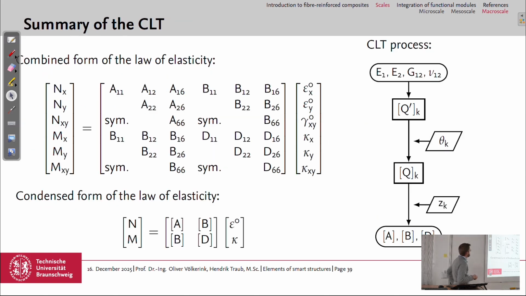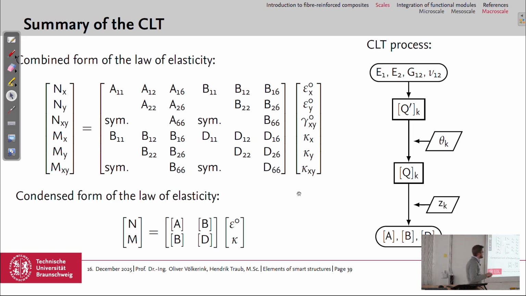And the result then of the classical lamination theory is this ABD matrix, where we put in the different strains, and we get the external loads: the normal loads, the shear, no, not the shear, the bending moments, and the twisting or twist moments.